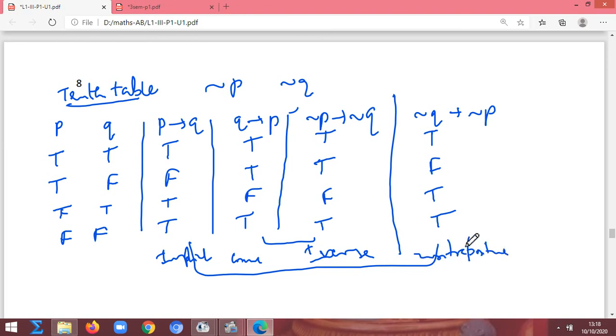Okay. Yeah. So, please try to remember the truth table, or if you have the logic how the implication works. Implication is false only when P is true and Q is false. Based on that idea, you can have all other implications. Okay. So, we shall stop here and we shall continue in the next class.